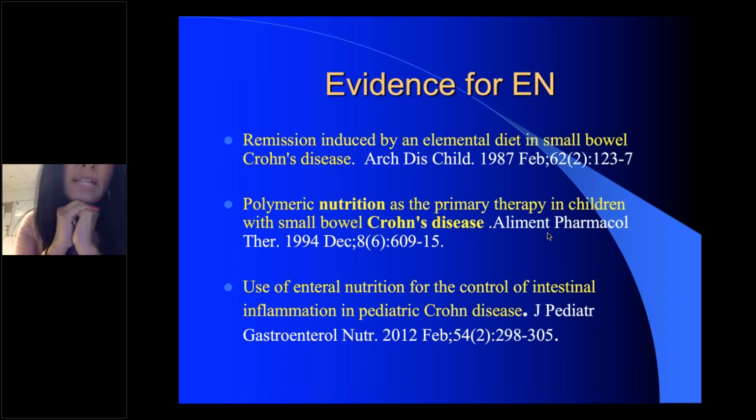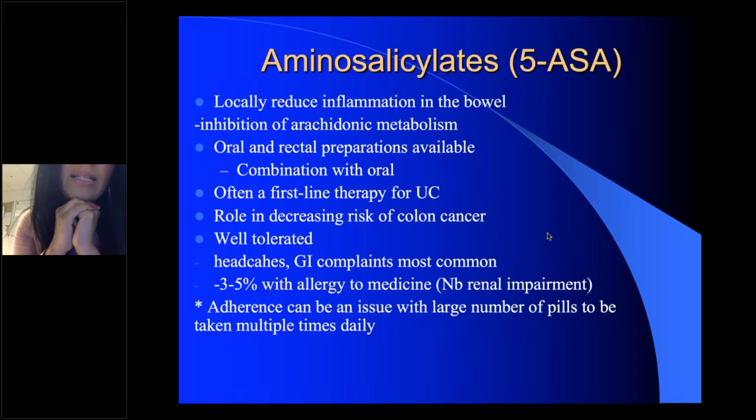Now, moving on to that, one of our first-line therapies that we use for ulcerative colitis is an anti-inflammatory drug, and these are drugs belonging to the aminosalicylates. They are used locally to reduce inflammation in the bowel, and they work by inhibiting the arachidonic metabolism. There are various preparations, both oral and rectal preparations.